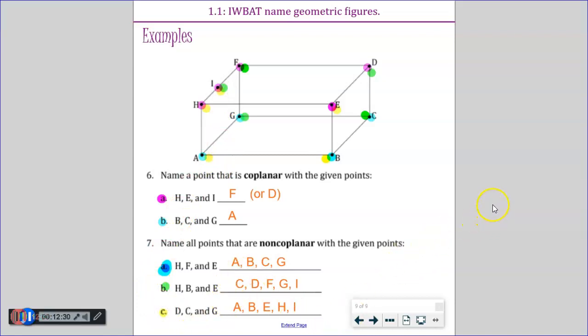This has been your 1.1 I will be able to name geometric figures video. Go back through the video and make sure you have a completed table of vocabulary as well as completed examples, and then begin the 1.1 homework assignment.